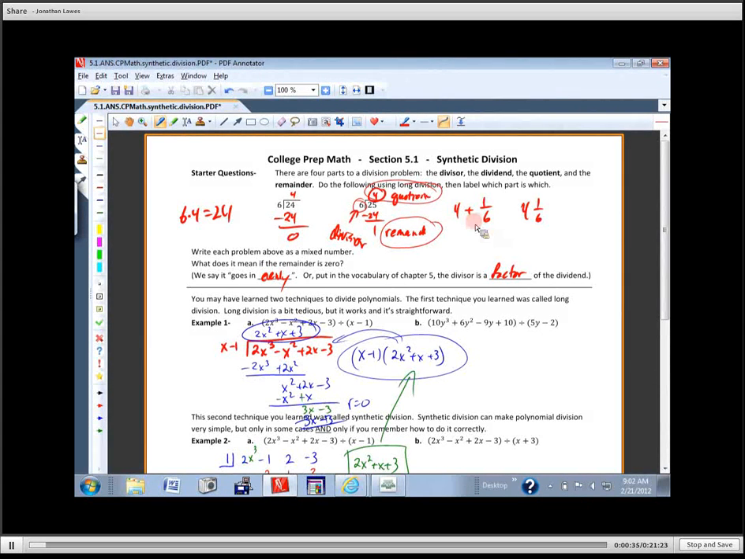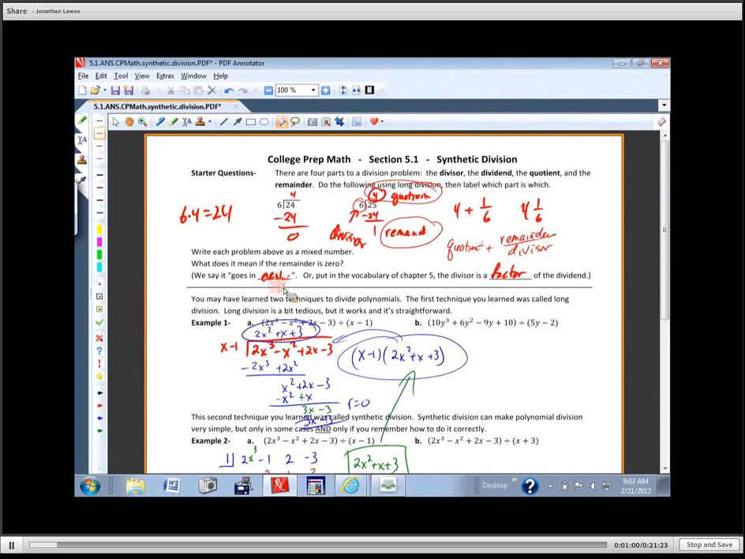So if we write down what the answer is, the quotient plus the remainder over the divisor. Now with numbers, it's pretty easy. I mean, you're pretty familiar with how to do that. So we write that as a mixed number, 4 and 1/6. I wrote 4 plus 1/6, same idea. This actually is going to be usually how we write those.